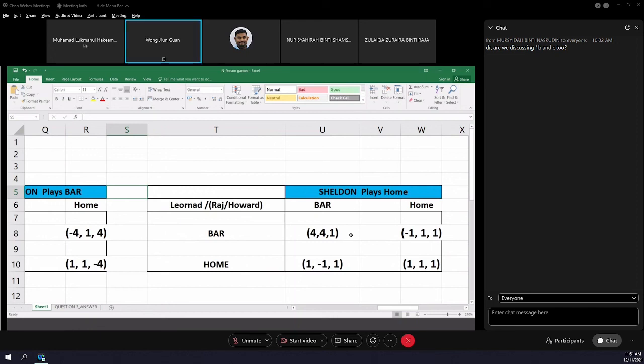Leonard will get 4 because Sheldon is not there, and because at the table Leonard goes with Raj and Howard together, Leonard will get the payoff of 4. For Raj, because of the table also, when he goes with Leonard, the payoff is 4. Then for Sheldon staying at home, the payoff is 1.